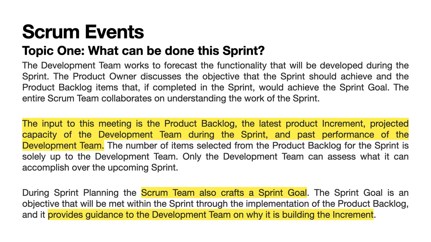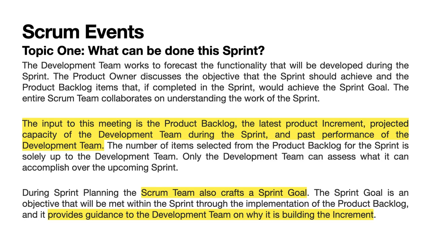What can be done this sprint? The development team works to forecast the functionality that will be developed during the sprint. The product owner discusses the objective that the sprint should achieve and the product backlog items that, if completed in the sprint, would achieve the sprint goal. The entire Scrum team collaborates on understanding the work of the sprint.